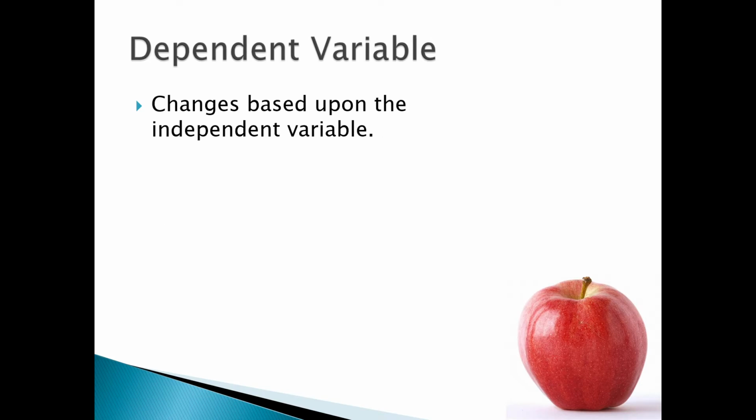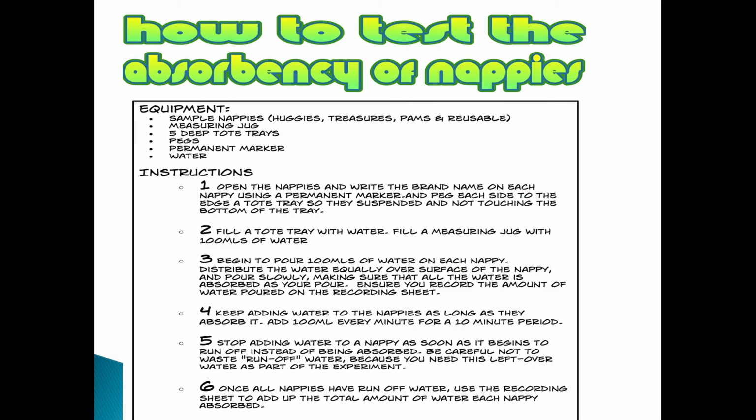Which finally leaves us with the dependent variable. These are changes based upon the independent variable. So it changes based on the amount of lemon juice. Well, what changes based on the amount of lemon juice we add? That would be, I'm sorry, you were wrong by saying that. It was the apple brownness. It would be the apple freshness or the brownness of that apple. Okay, so your apple brownness is going to be directly affected by how much lemon juice you put on. So you need to be able to figure out what those are in your experiment.